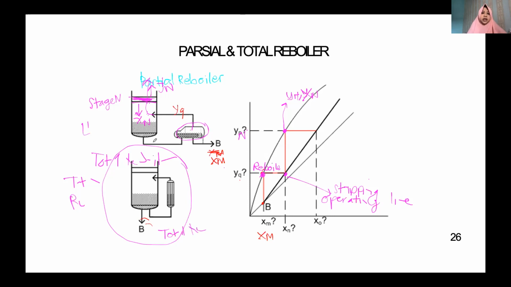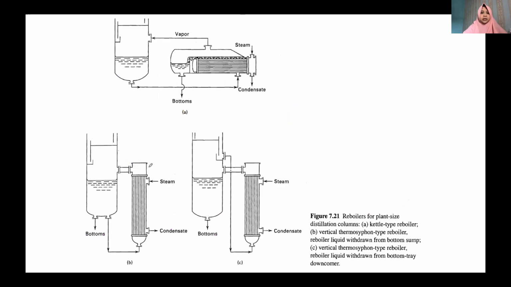In a total reboiler, you pick up some of the XB, and all of the XB is vaporized into the vapor phase. So this is a total reboiler.